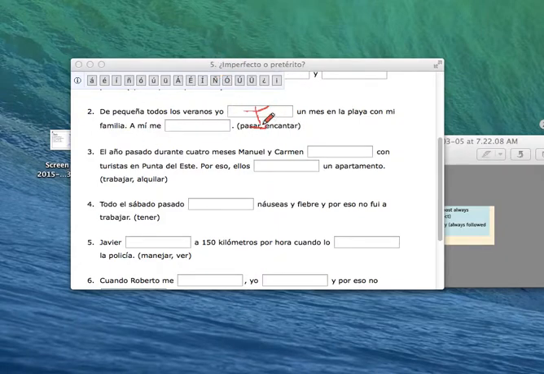"A mí me blank." I loved it. That's a feeling. Imperfect.